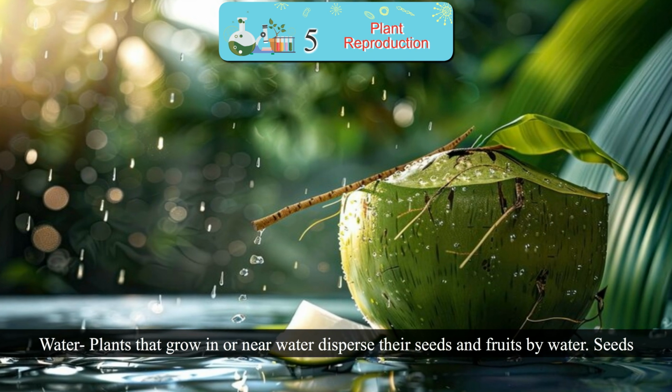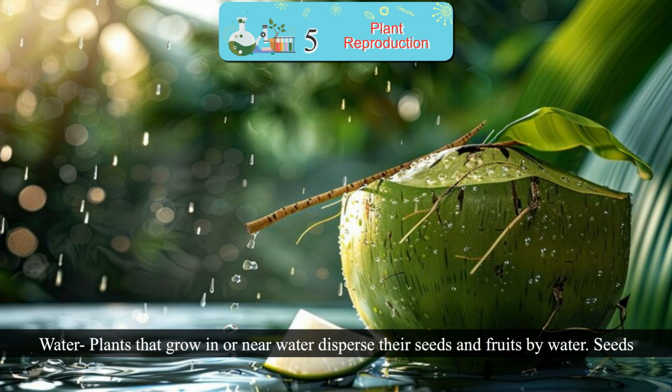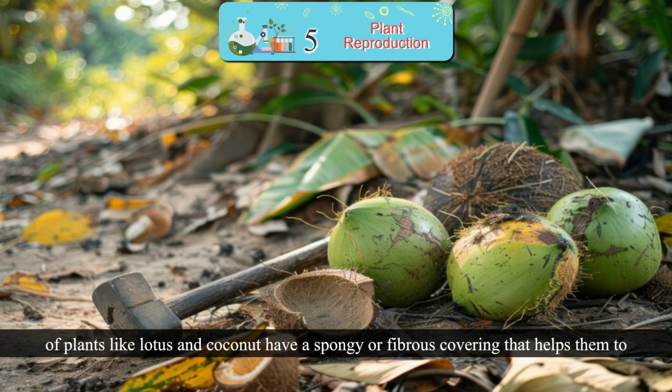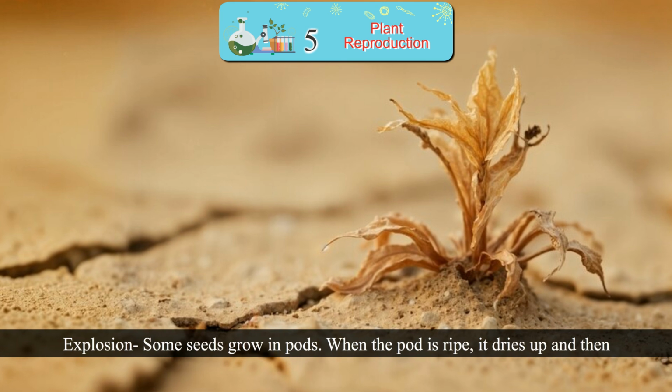Water. Plants that grow in or near water disperse their seeds and fruits by water. Seeds of plants like lotus and coconut have a spongy or fibrous covering that helps them to float on water.